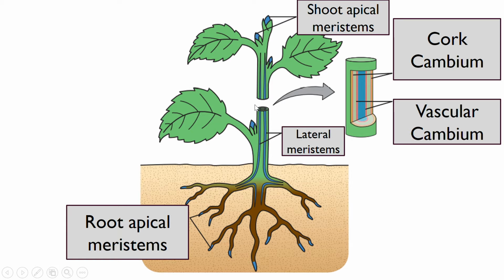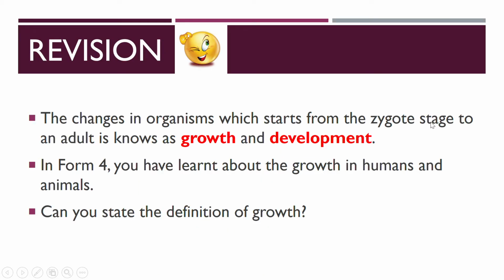Okay, as you cut this, the cross section of it, you will see ada label cork cambium, dan juga vascular cambium. Cork cambium, vascular cambium. Masih ingat vascular tadi? Vascular tissue is about the phloem and also xylem.